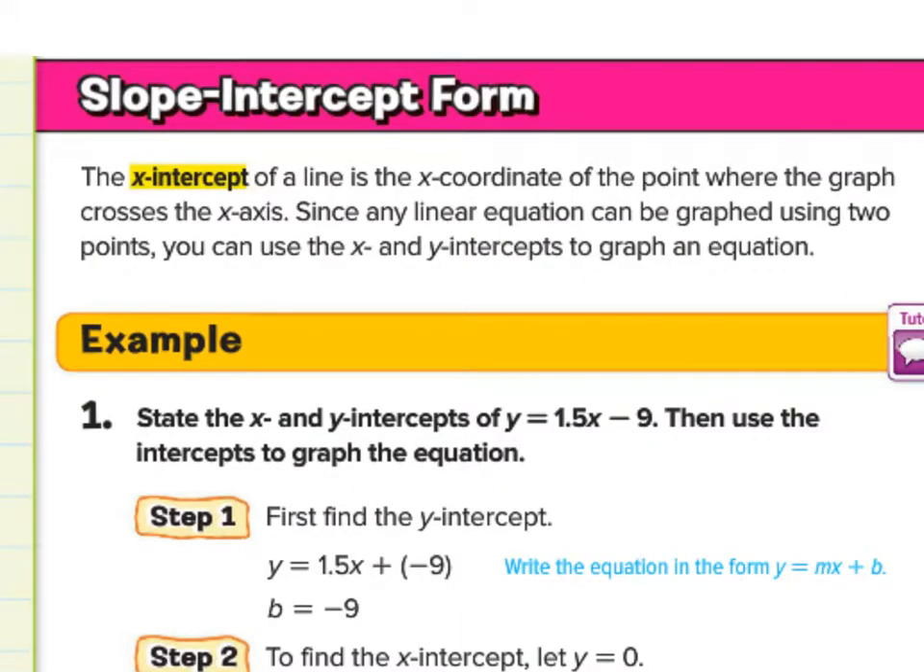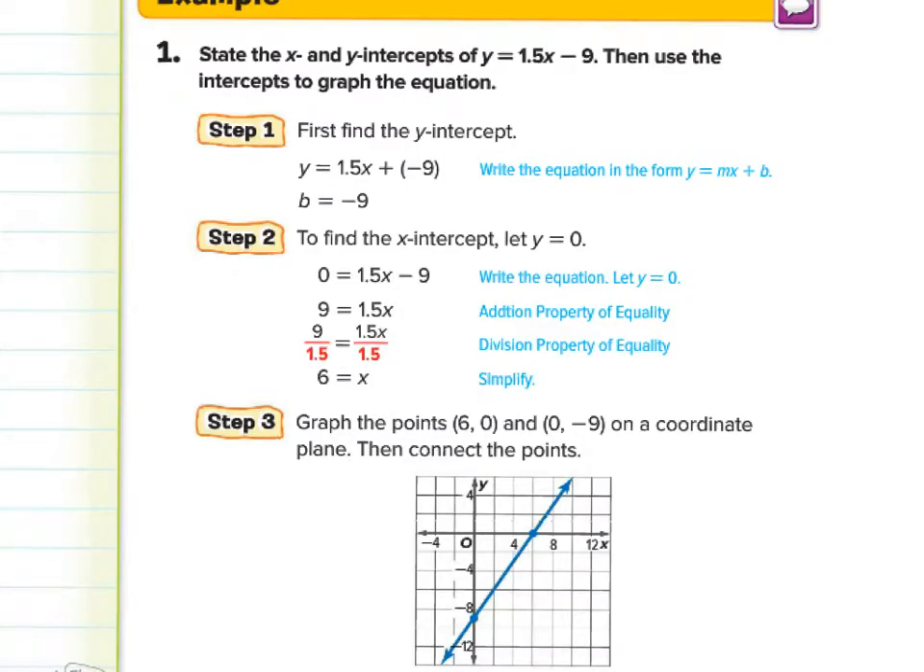Okay, when discussing the slope-intercept form, we want to address the x-intercept. So what is the x-intercept? The x-intercept of a line is the x-coordinate of the point where the graph crosses the x-axis, very similar to the y-intercept. Now this is just a point on the x-axis. Since any linear equation can be graphed using 2 points, you can use the x and y-intercepts to graph an equation. So let's take a look at example 1 so that we can learn how to identify the x-intercept by using the y-intercept.